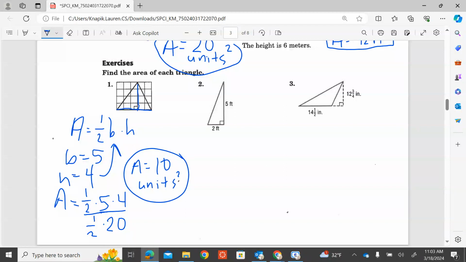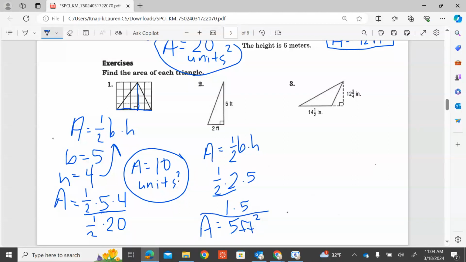Next one should be relatively easy. I'm going to go ahead and have you pause the video here, and then you can check your answer. Or watch as I solve when you're done. Area is 1/2 base times height. We have 1/2 times 2 times our height. 1/2 of 2 is 1 times our height of 5. Area is 5 feet squared.